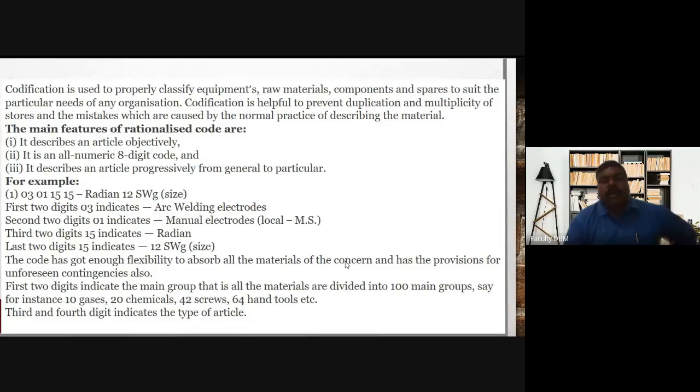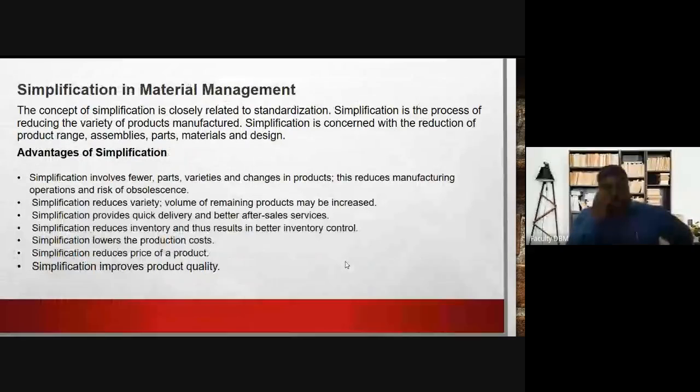Third and fourth digit indicates the type of article that we can do. So simplifying the thing is reduction of product range. So many things we have to bundle up, and we have to divide this after classification. We have to standardize how much they should be there. So these are the advantages of simplification. Now we are going to see the standardization.